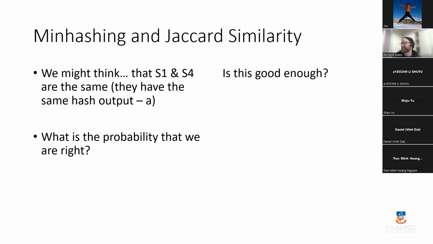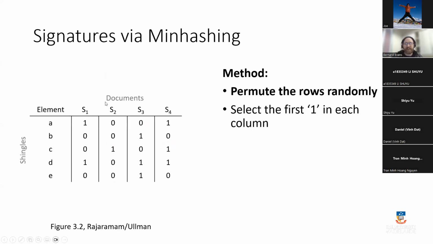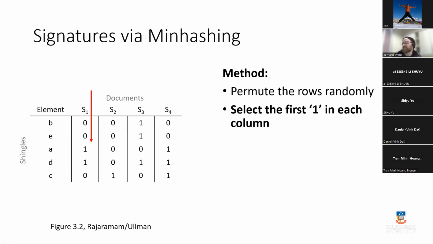But I'm going to use that math going forward. Is it good enough? No. There are a couple of problems with this. Firstly, permuting the matrix could be hard. Like, I just said I'll just permute the matrix, but maybe the matrix is huge, and so that would be hard.